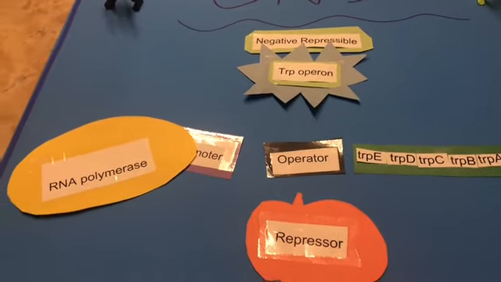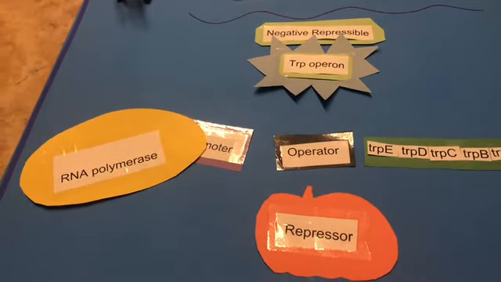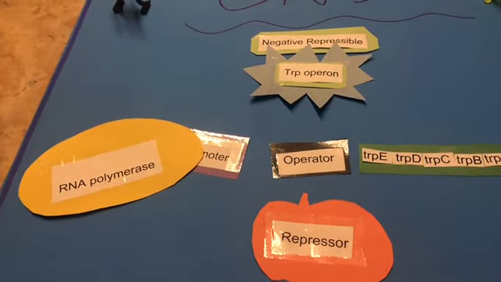Once the genes are transcribed into a single mRNA, this is then translated to produce 5 enzymes to help E. coli survive.